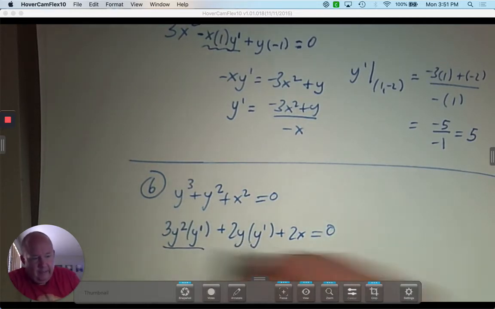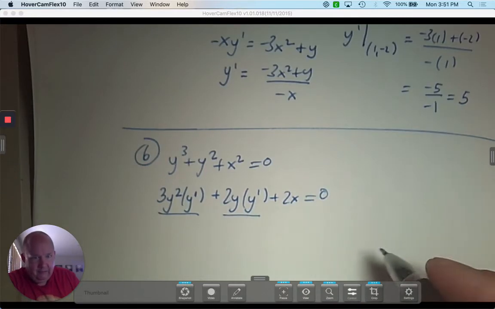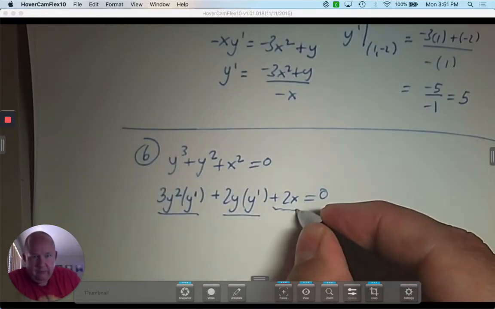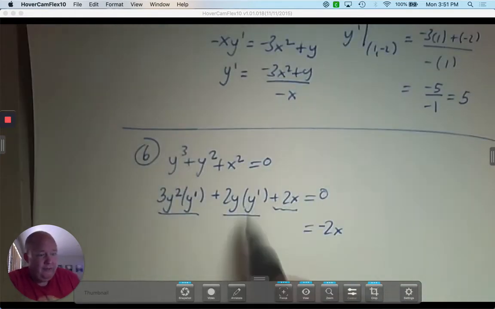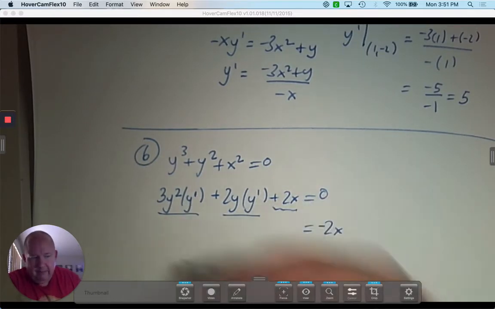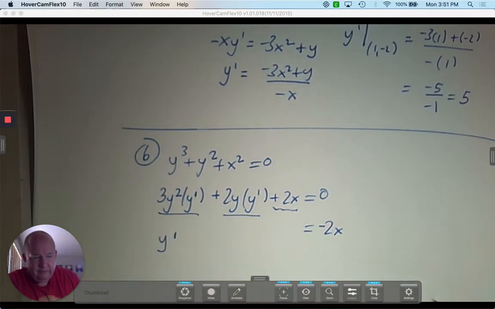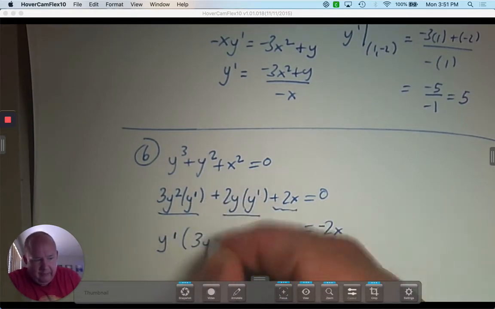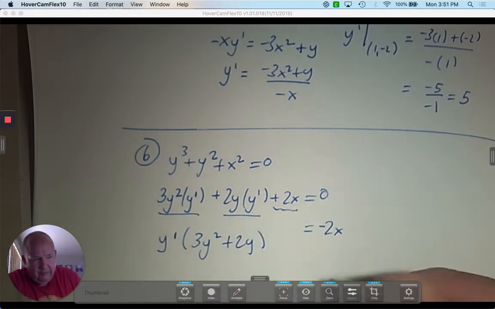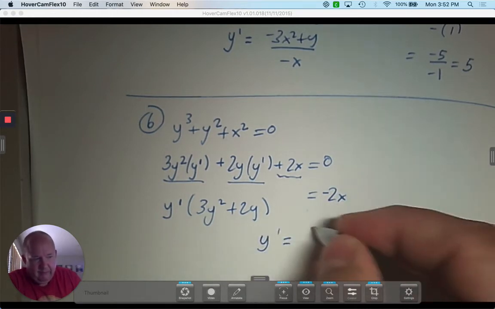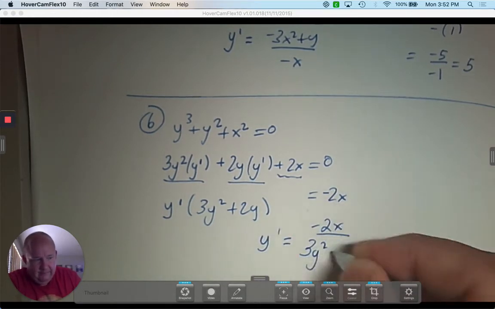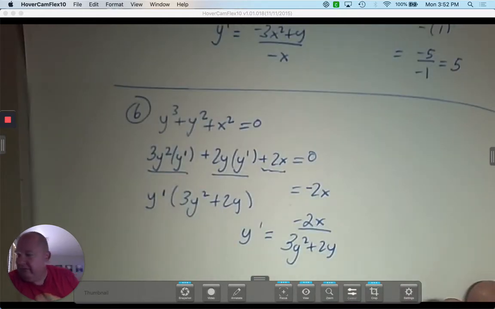Next, what has a y prime? We're going to keep that on the left side. But this part, plus 2x, we're going to subtract to the other side. Now, in order to get y prime by itself at this step, because there are 2 terms, or there could be more than 2, that have y prime in them, we have to factor out the y prime from each term. So factor out the y prime, that's 3y squared. Factor out a y prime, that's 2y. And that's equal to negative 2x. Then the next step to get y prime by itself is simply to divide. Now, once you have the derivative, I'm just double checking on the answer key that I did it okay.